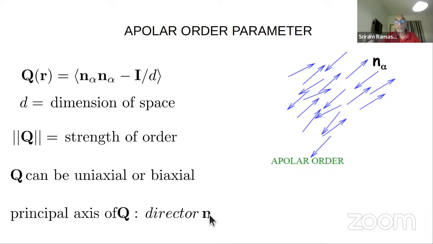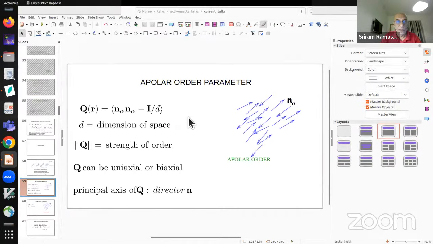If these are particles with some optical property, this will be the local optical axis. In general, it is a second rank tensor in 3 dimensions. Notice it's traceless, because if I take n alpha dot n alpha, that's 1, and if you take the trace of the unit tensor, that's exactly the dimension of space. So this is a traceless symmetric tensor. I can maybe even write that down.